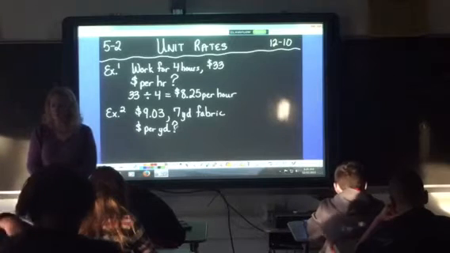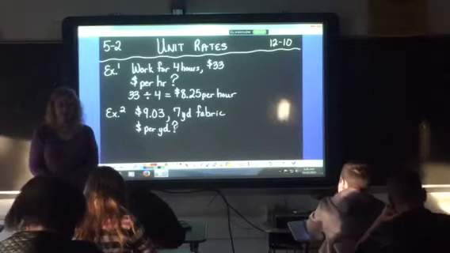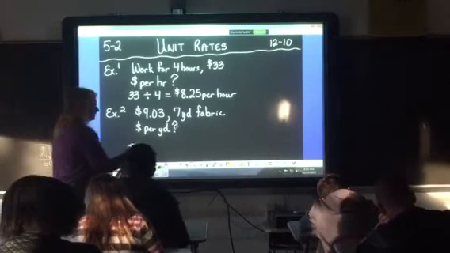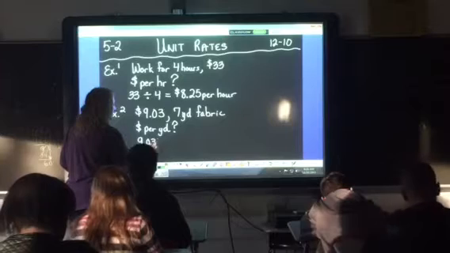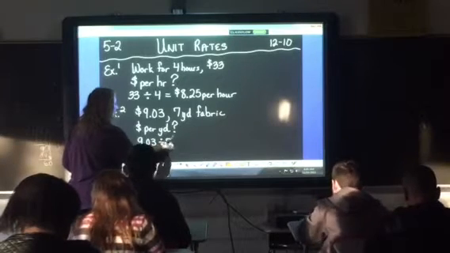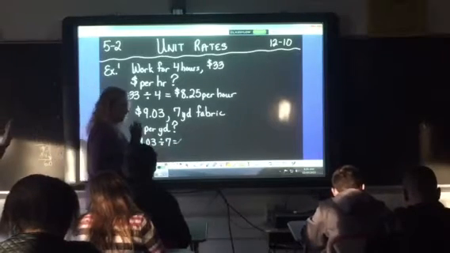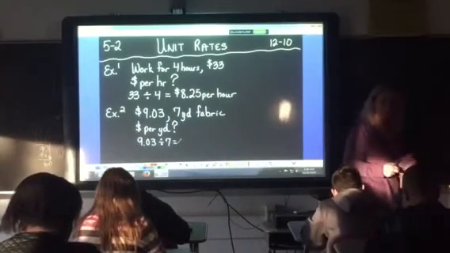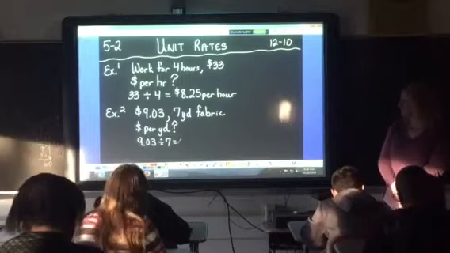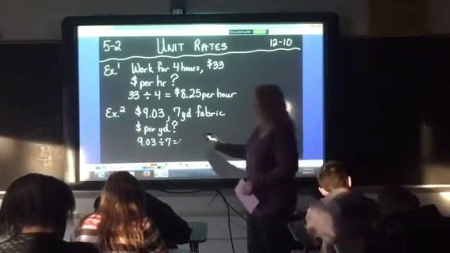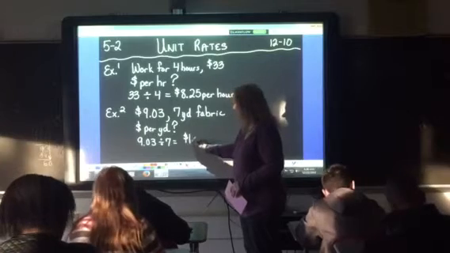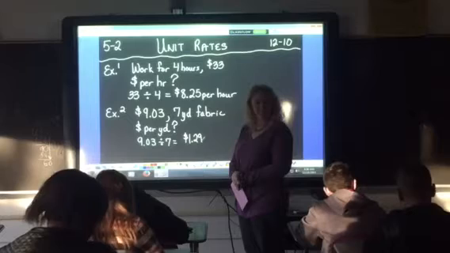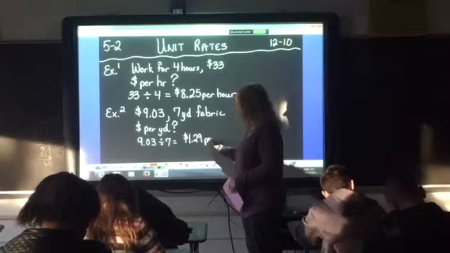Alright, so what math are we going to do on our calculators? Riley? You got it. $9.03 divided by 7 yards. Alright, go ahead and work that out. Ethan, I haven't heard from you yet, so I'm going to have you give us the answer this time. $1.29. Very good. And how are we going to label that? You said $1.29, and what should I have after that? Per yard. Very good, per yard.